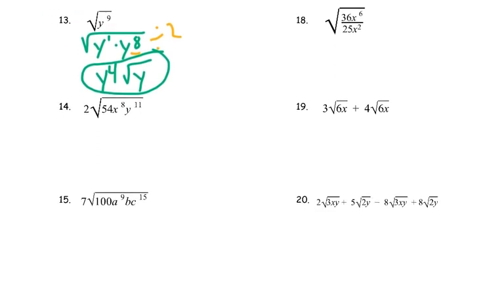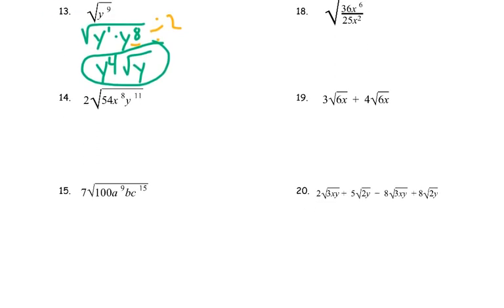Okay, take a look at number 14. This one's got a lot of work involved. So again, break down 54. So I'm going to write 2. 54 can be broken down into 9 times 6. X to the 8th is cool. It's got an even exponent. Y to the 11th, odd exponent. We don't like that. So we're going to do y to the 1st times y to the 10th. So I'm going to underline everything that can escape. 9, the even exponents get to escape. And the y with the even exponent gets to escape.